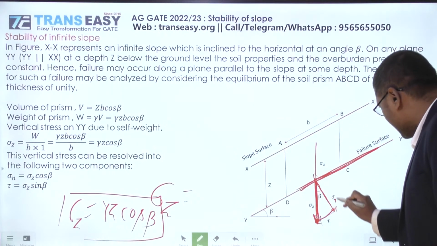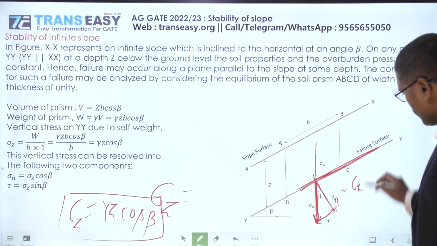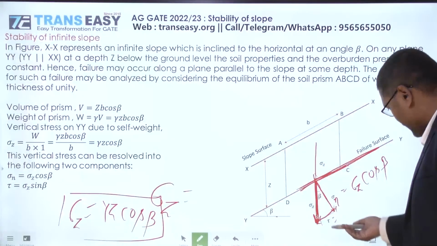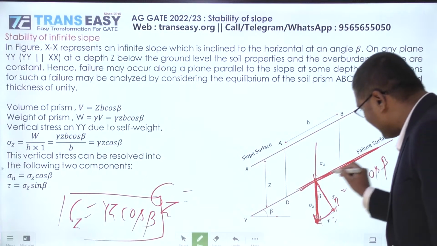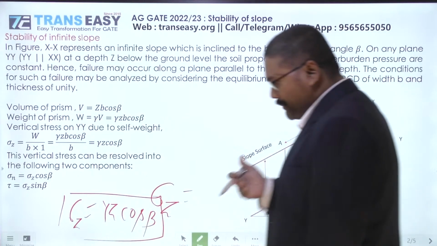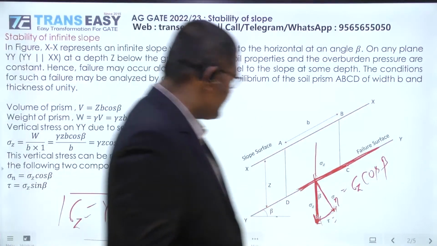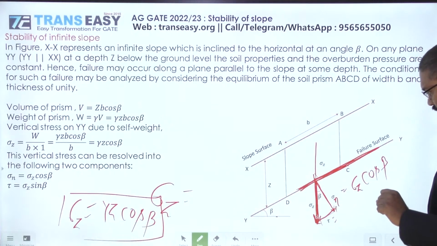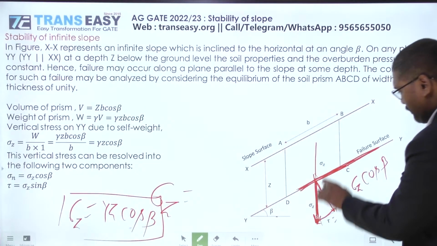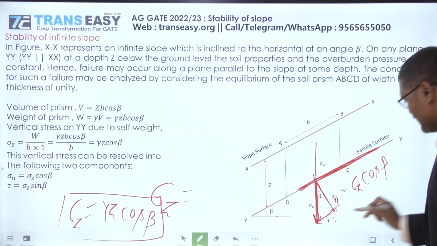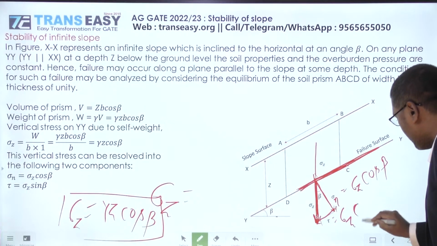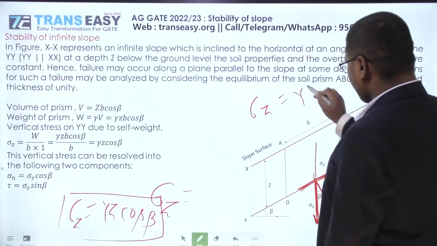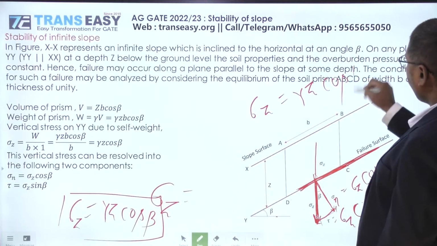So friends, this is sigma n and it is sigma z cos of beta, and shear stress has another rectangular component and it is acting in the plane. The stress which is acting in the plane is called shear stress, and the stress which is acting perpendicular to the plane is called normal stress. So normal stress on the failure surface is this, and the stress which is parallel to the failure surface, that is called shear stress, and it is sigma z sine of beta. And sigma z is gamma z cos beta.